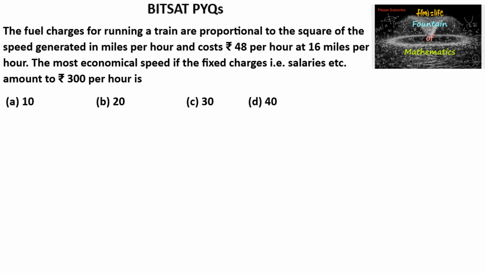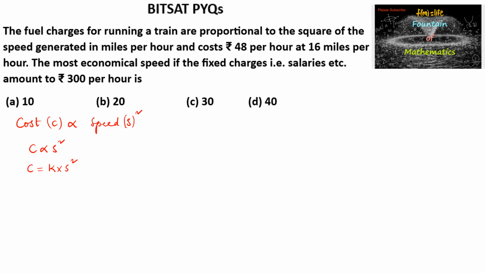Given the fuel charges for running a train are proportional to the square of the speed, let us consider the cost C is proportional to the square of the speed S. That is, C is proportional to S square. So we can write C is equal to some proportionality constant K into S square.